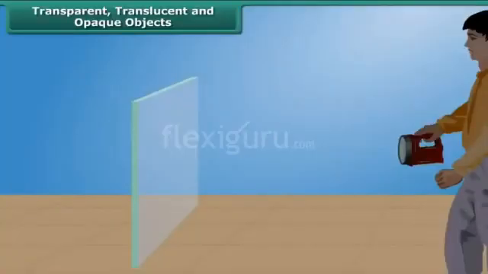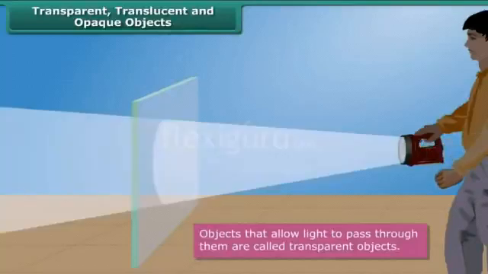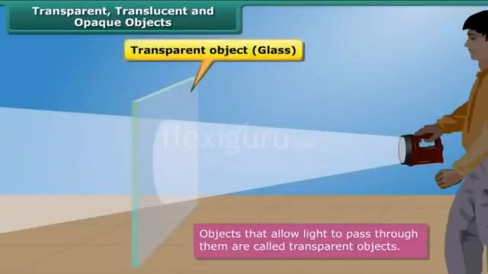Let's see this video. Transparent, translucent or opaque, depending upon their treatment of light. Objects that allow light to pass through them are called transparent objects. Most of the light falling upon a transparent object passes through it to the other side, thereby allowing us to see through them. Glass, clean air, pure water, etc. are examples of transparent objects.